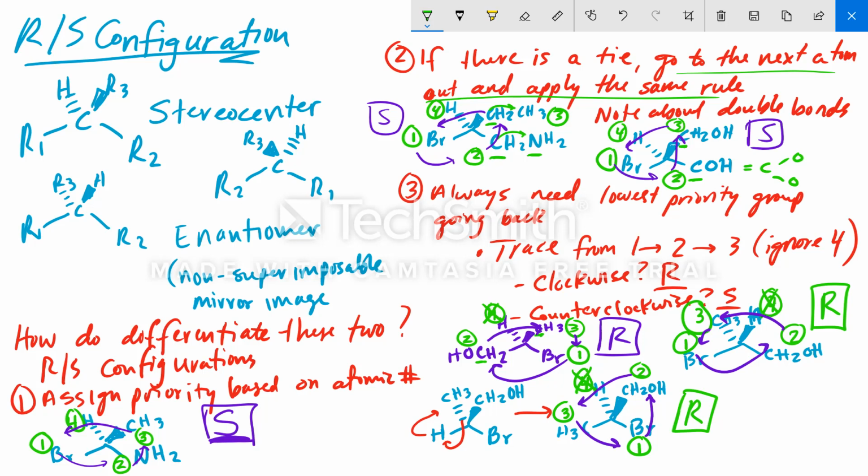If H is in the plane of the board, you switch it so it's on the dash, find out the RS configuration, and then change it to the opposite.